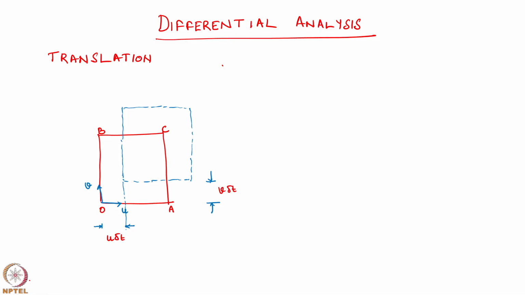But the main thing is that there are no velocity gradients during translation. That means my fluid particle is able to translate itself from one location to another location. Now let us take up what will happen if there is linear deformation.